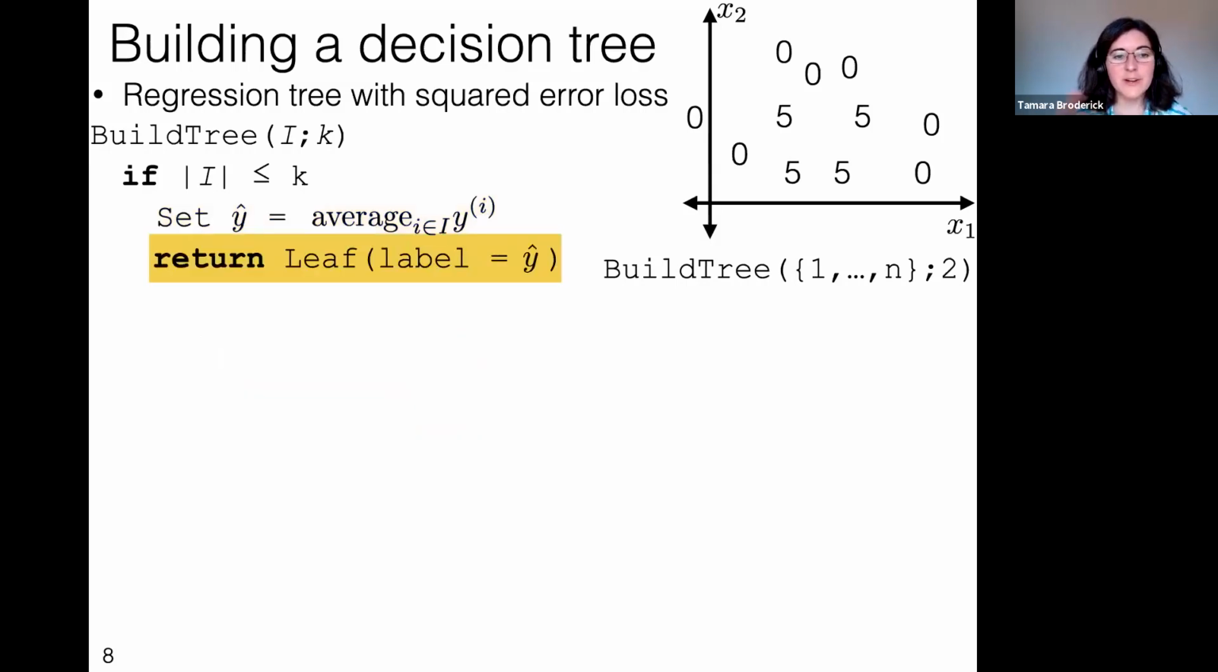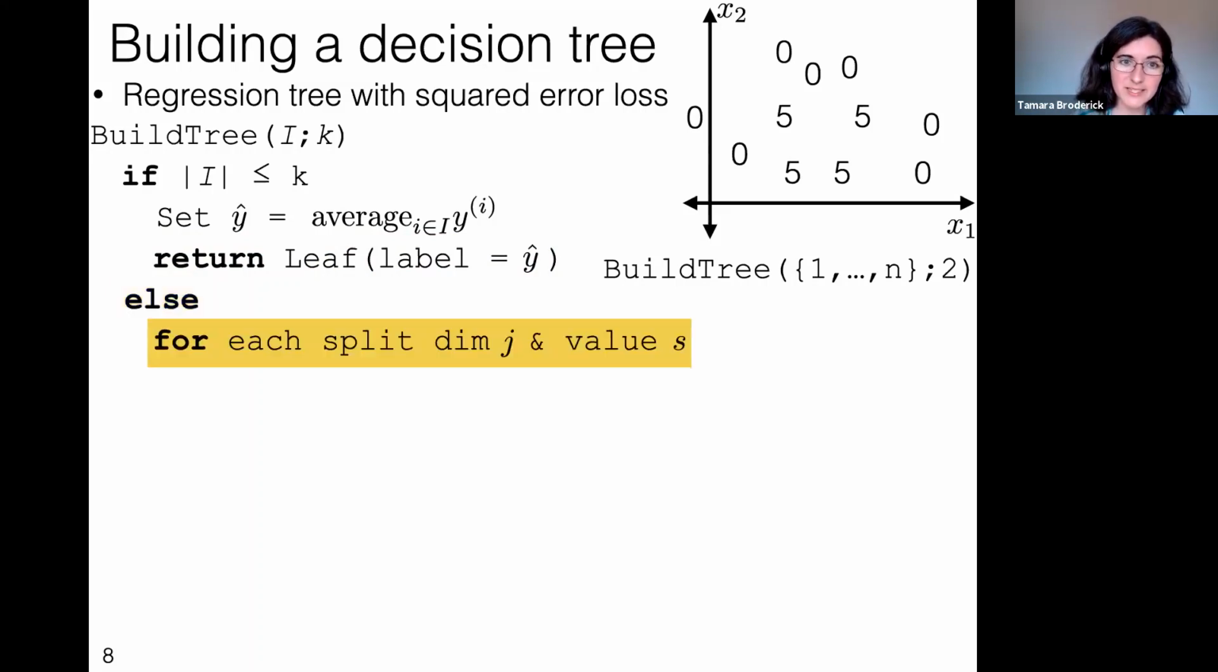Okay, so now I know what I'm going to use for my label in this leaf. It's going to be the average of the data points that fall into this leaf. Okay, so now let's think about what happens if I didn't get down to, say, 2 data points, or in general, K data points, which is certainly what happens the first time I start building this tree.